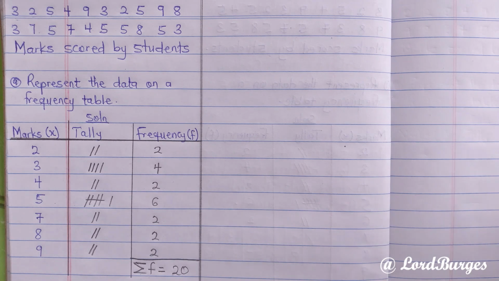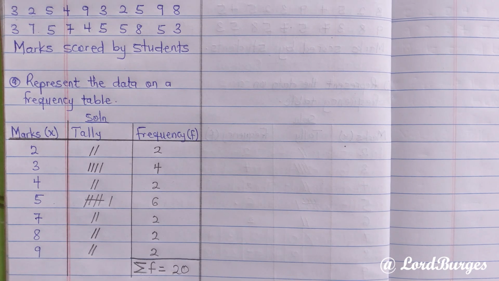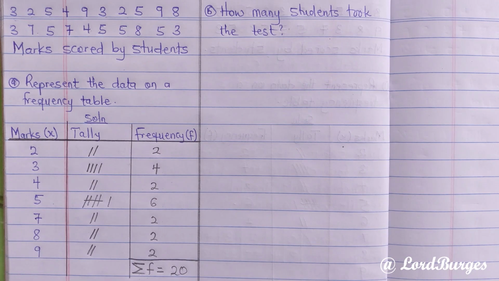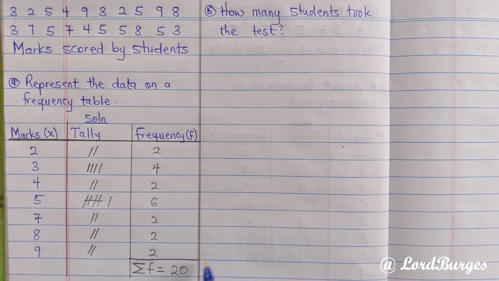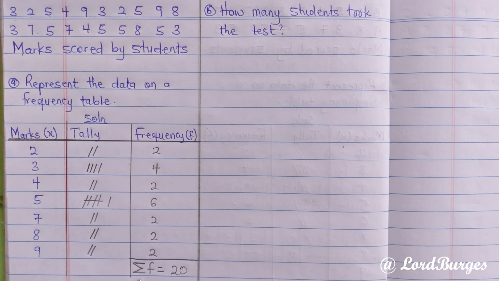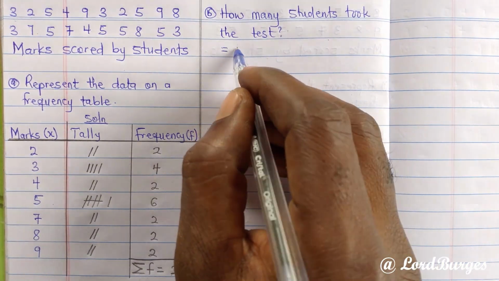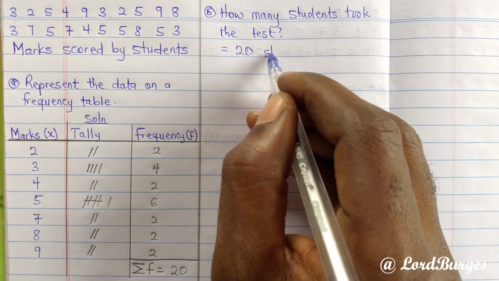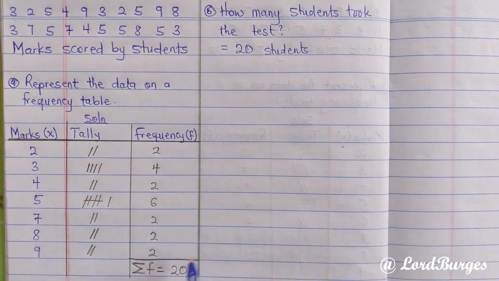Now we need to use this table to answer the questions that might be asked. So let's take the first question. Number 2 says, how many students took the test? And the number of students, which is the frequency, their summation is 20. So the answer becomes 20 students. So 20 students took the test.